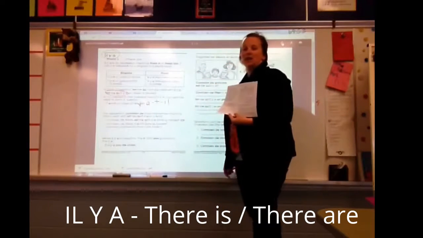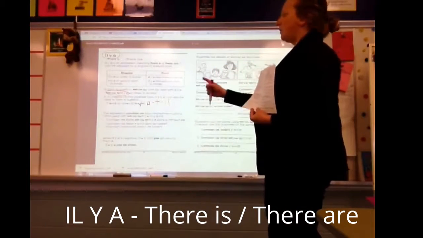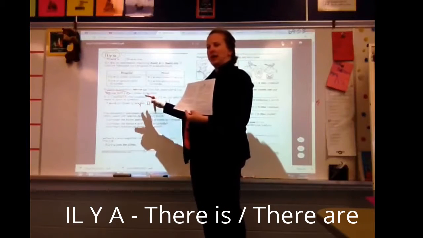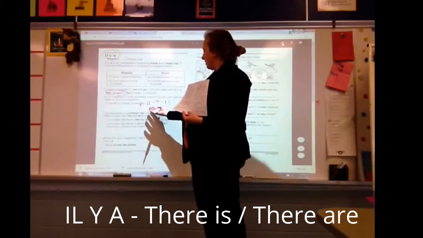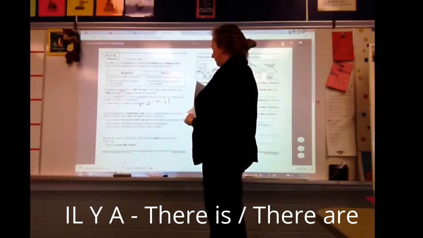So, y a-t-il un chien à l'école? Is there a dog at school? Y a-t-il? That way we don't have to use est-ce que. We're just using what we call inversion by flipping the subject, the il, and the verb, the a. But because of the two vowels, we have to put that T in so they don't fight.